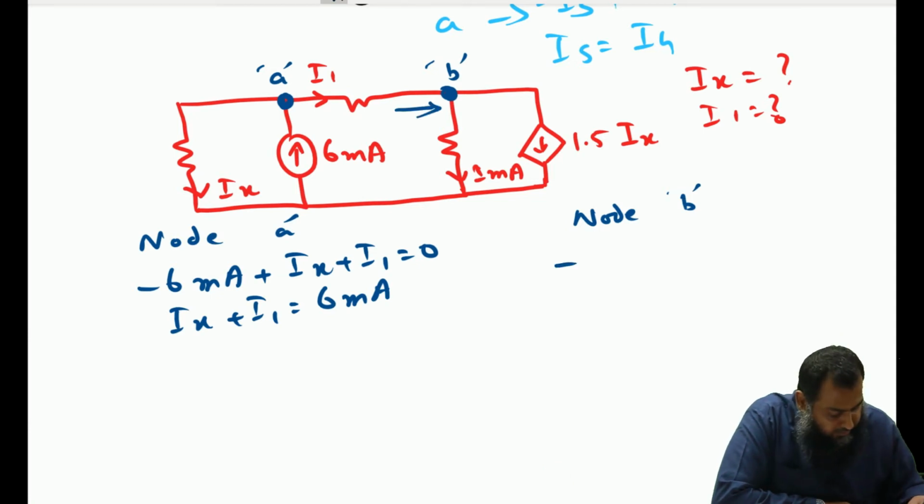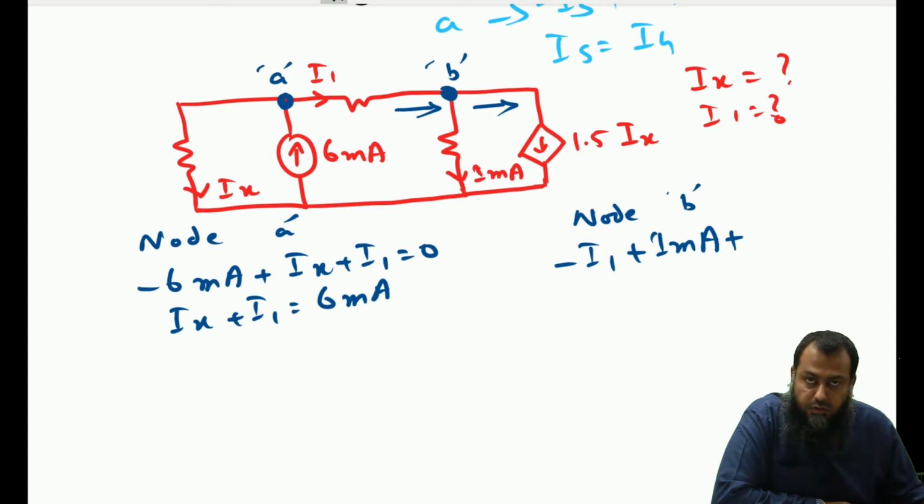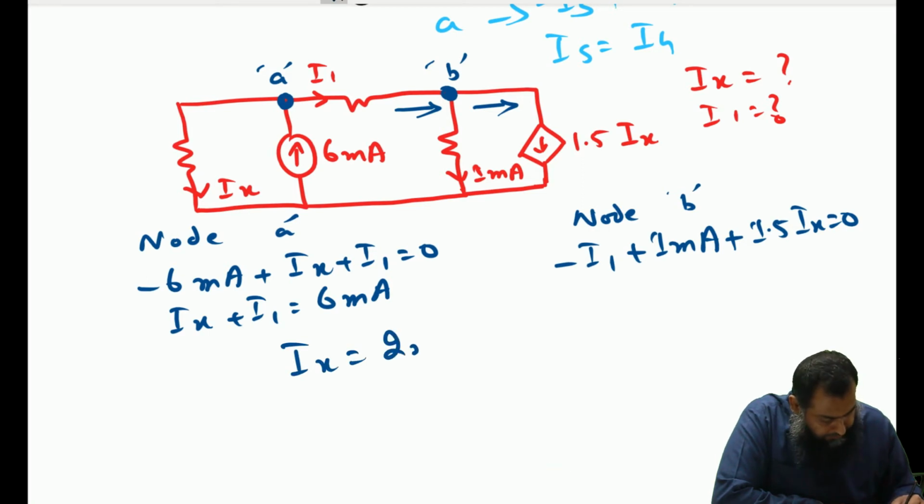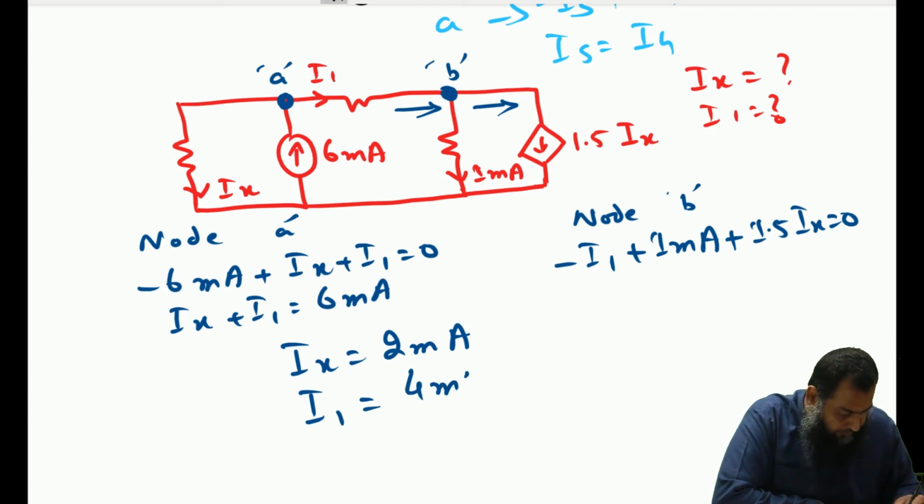So I can write this as minus I1, and then this 1 milliampere is leaving the node, so that is 1 milliampere, plus this current is also leaving, which is the current of this dependent source. So plus 1.5 Ix, and that is equal to 0. You can see here that based on these two equations, I have two unknowns, and it is super easy to solve these two equations with two unknowns. Doing so, I get Ix equals 2 milliampere, and consequently I1 is equal to 4 milliampere.